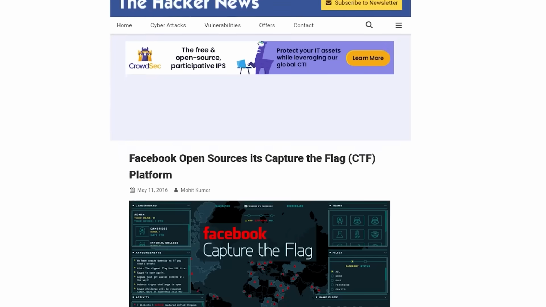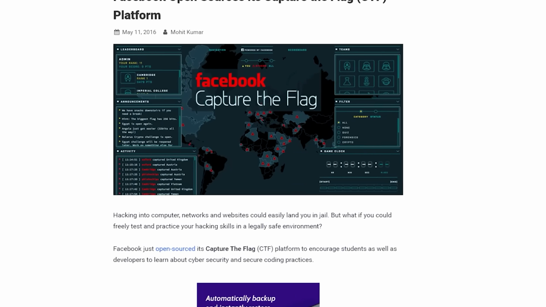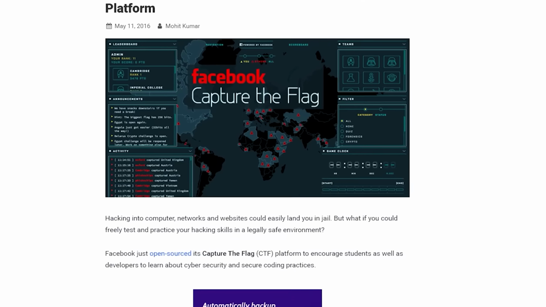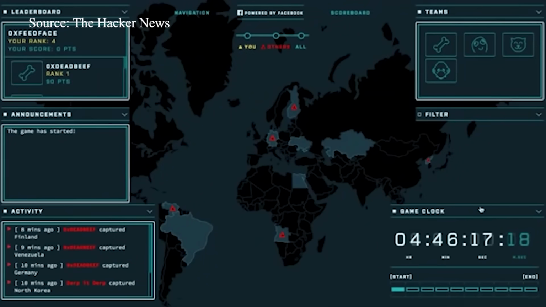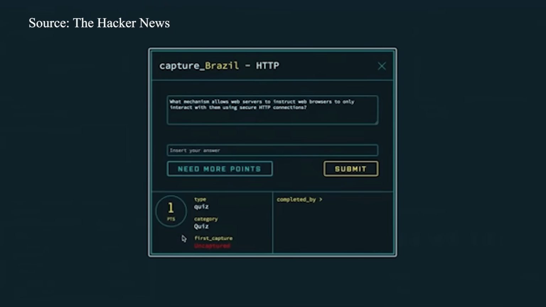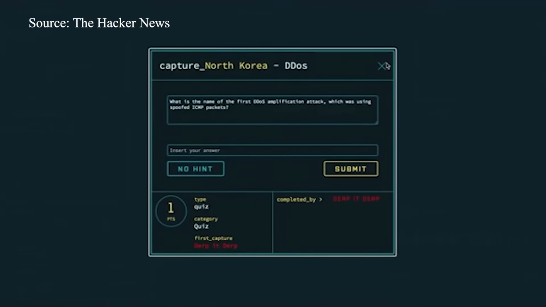CTF, or capture the flag, is an exercise designed to test a person's cybersecurity skills. The CTF is designed in the form of a game. The whole process is gamified to take the person's interest to the next level. The idea of the game is that a number of flags are secretly hidden purposefully in vulnerable programs. The competitors have to capture as many flags as possible. The goal is to collect the maximum number of flags.